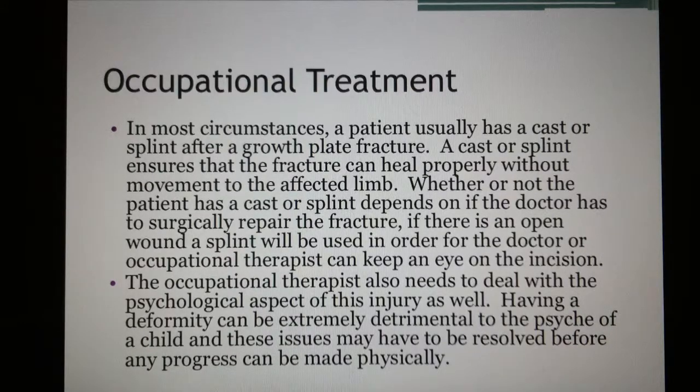The occupational therapist also needs to deal with the psychological aspect of this injury as well. Having a deformity can be extremely detrimental to the psyche of a child, and these issues may have to be resolved before any progress can be made physically.